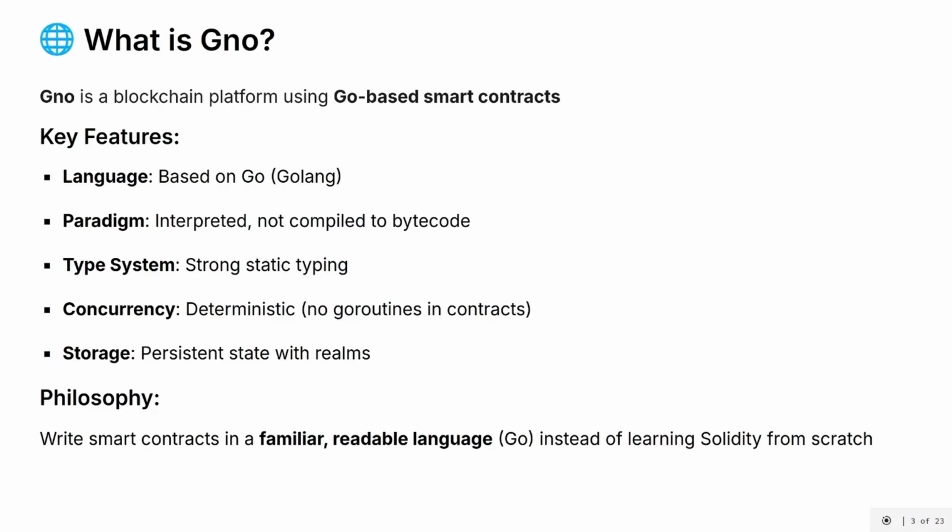Gno is a blockchain platform using Go-based smart contracts. Its language is Gno, and it is interpreted, so it is not compiled to bytecode, to compare it with Solidity. It enables you to store the entire contract, even with the comments for documentation, for a more open smart contract system. Gno, as Go, has very strong static typing, so not having the right type won't let you execute the code. There is no goroutine in contracts, which may be added in the future, as quoted from the documentation, and you can find persistent state with realms.